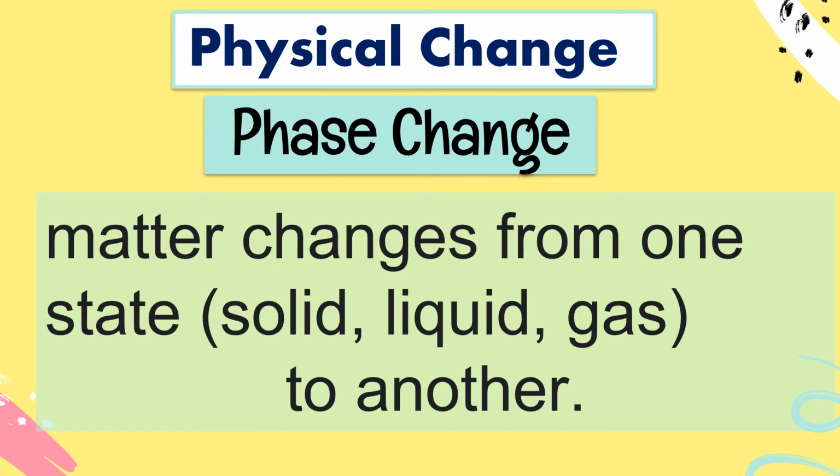Physical change or phase change. A change in temperature can change the physical state of matter. When water in its liquid state changes into gas, its temperature also changes. Water is said to undergo phase change. So phase change is when matter changes from one state to another, from solid, liquid, to gas, interchangeably.